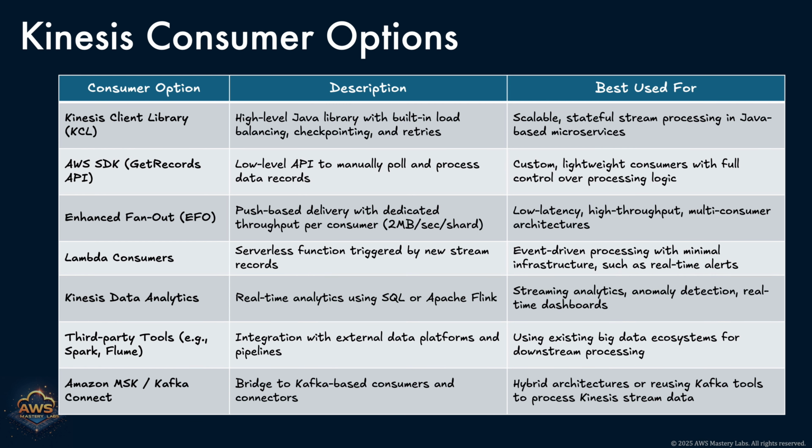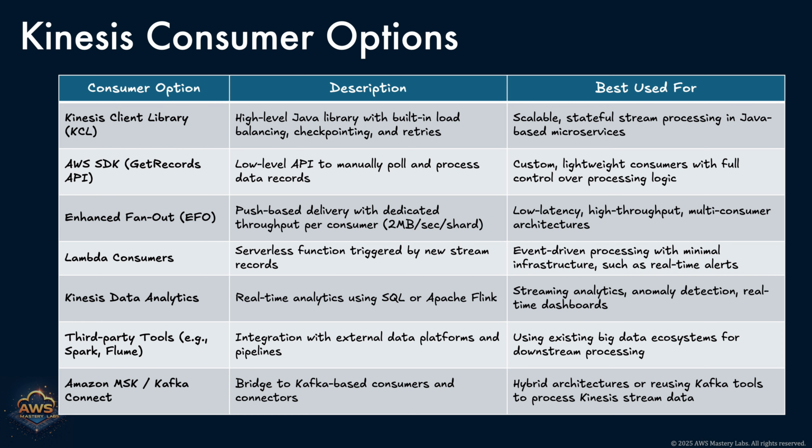For a fully managed, event-driven model, AWS Lambda can be directly connected to a Kinesis stream. This lets you process records in real time with no server or scaling management. It's perfect for use cases like triggering alerts, filtering data, or executing lightweight transformations.